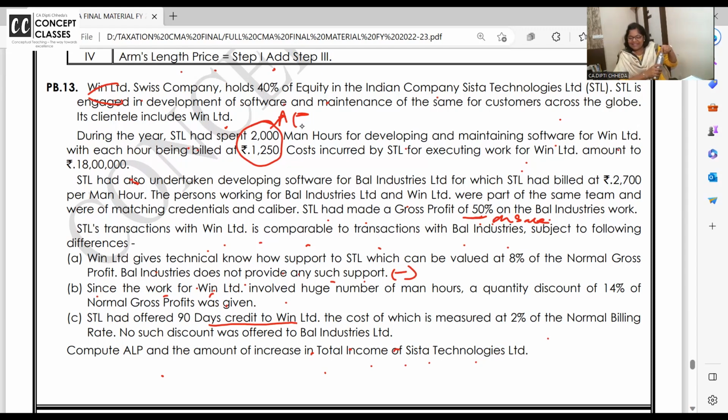Read the problem again. WIN Limited, we are providing India से Sista Technologies, we are providing technological service to WIN. We are also providing to BAL. बट विन को जो दे रहे हैं ना, तो विन भी सपोर्ट कर रहा है, बाल नहीं कर रहा है. विन को हम क्रेडिट भी दे रहे हैं, उनको नहीं है. Like this, can we adjust the margin and then cost and other details?